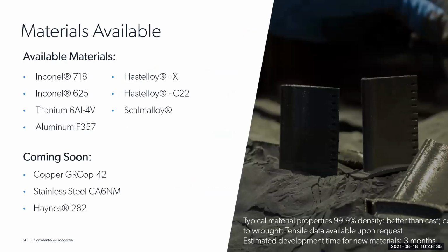Then just really quick, we're constantly working on qualifying more materials as we go based on industry needs. The top here shows our current qualified material selection. We have a lot of the common materials, the Inconels, Ti64, F357, a couple Hastelloys, and a Scalmalloy. But we also have some more coming soon in the near future as well.